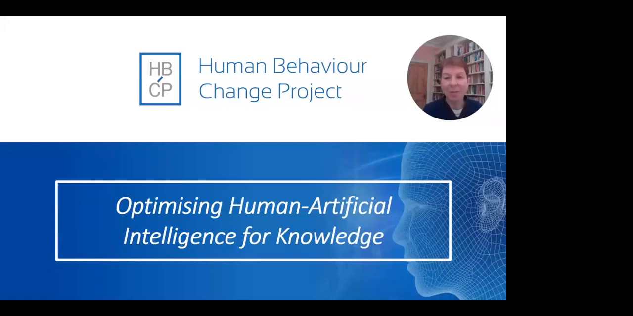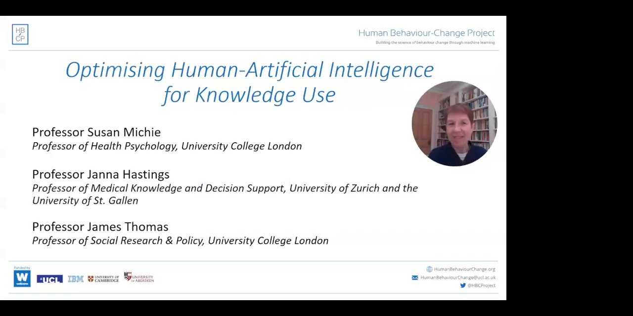Welcome to the last of our 14-part webinar series introducing the Human Behaviour Change Project. This webinar will focus on optimizing human artificial intelligence for knowledge, and we'll explain what we mean by this during the webinar. It will be presented by myself, Susan Mickey from University College London, Professor Jana Hastings from the University of Zurich and of St Gallen, and Professor James Thomas, also from University College London.